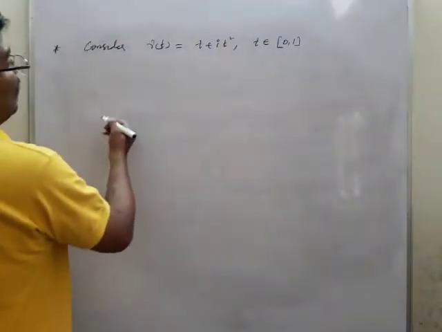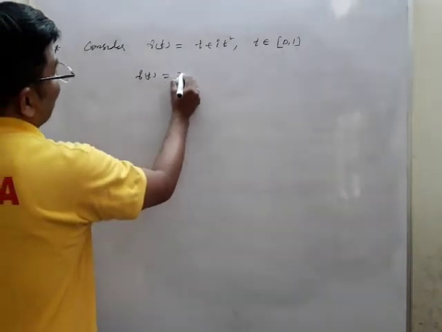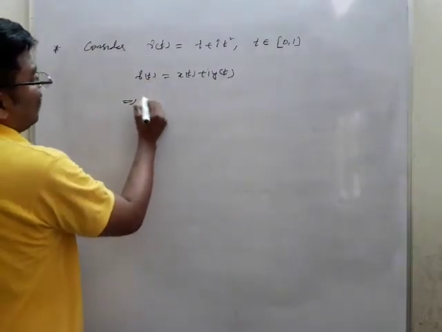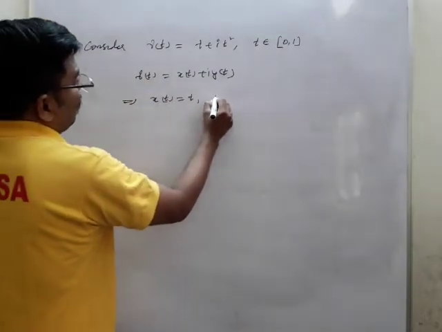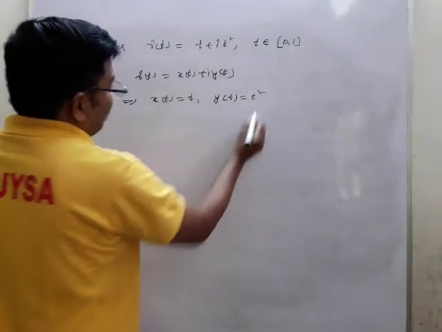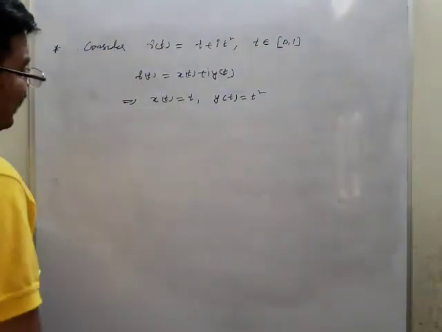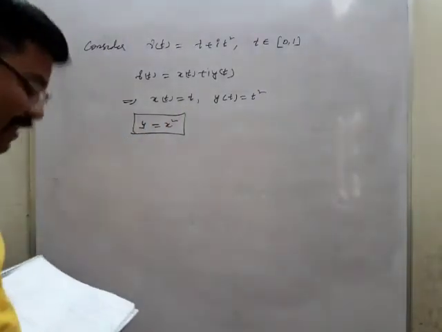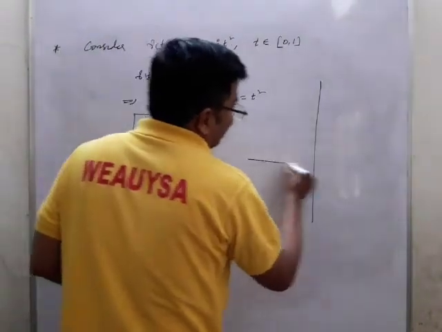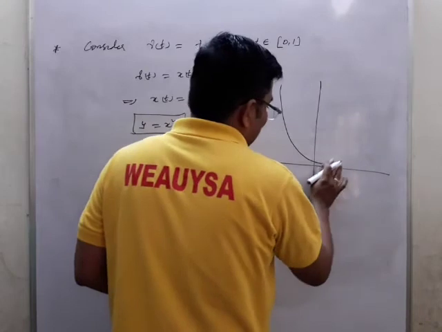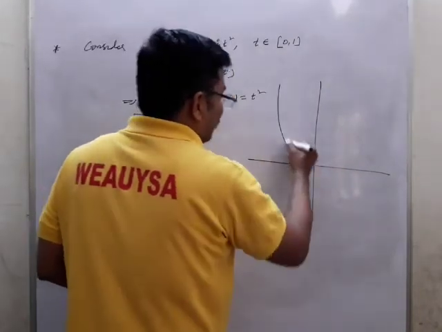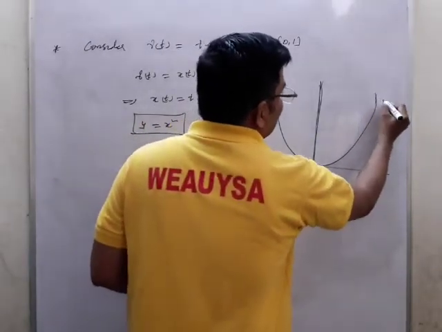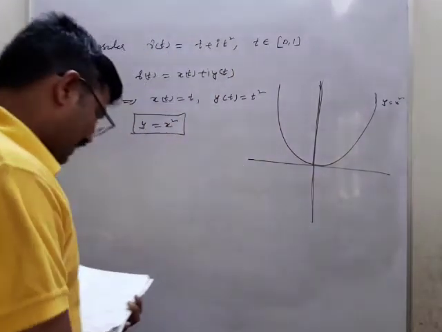The solution is this, what has been given. Gamma of t is equal to x of t plus i y of t. That implies x of t is equal to t, and y of t is equal to t square. Therefore y is equal to x square. So I may draw this as a parabola passing through the origin, y equal to x square.